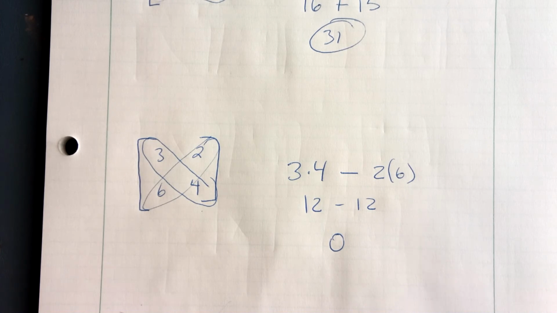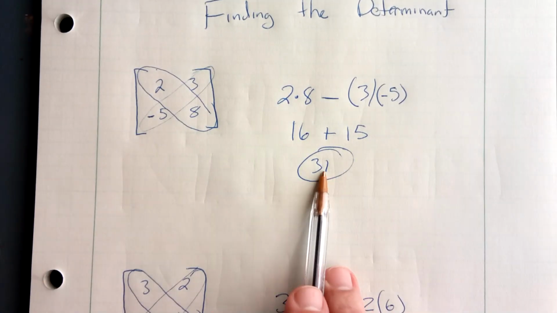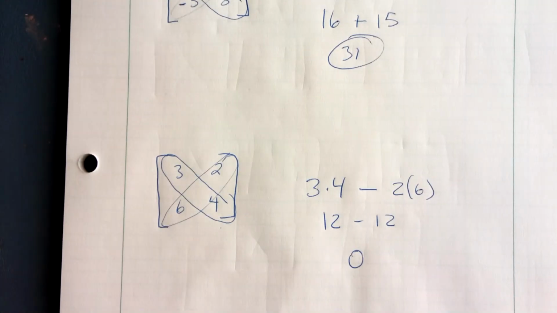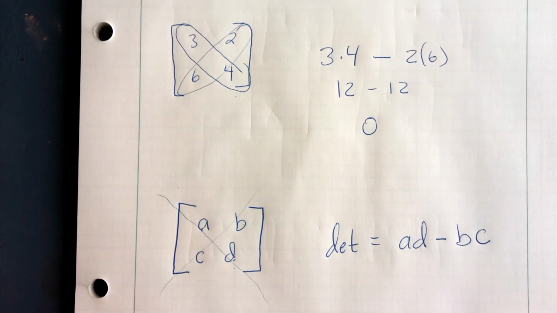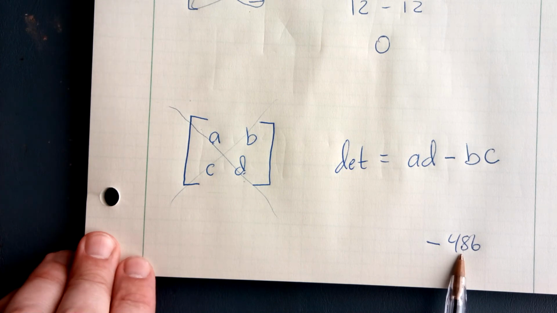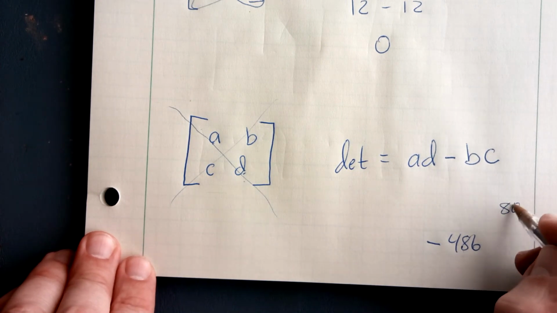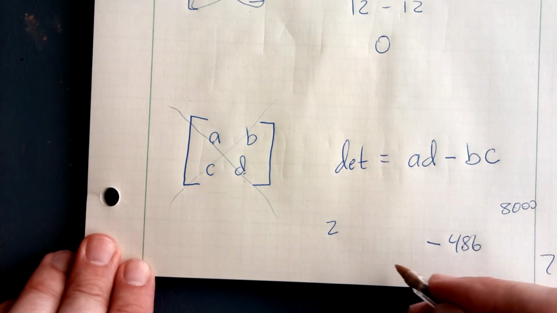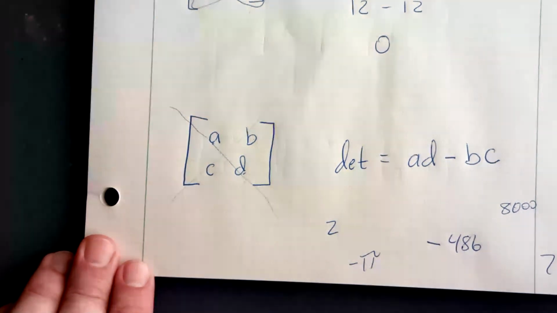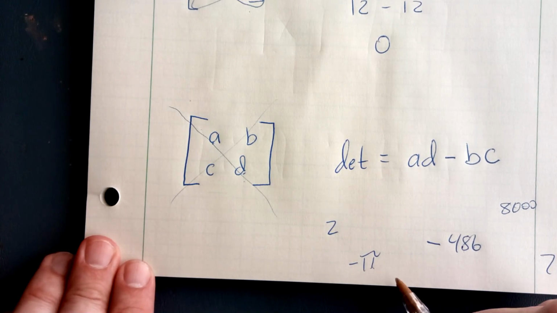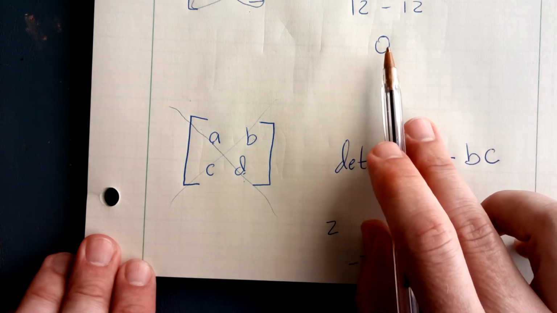Now remember, as long as the number is not 0, it means it's invertible, and it can be any number. It could end up being negative 486. If the determinant is negative 486, it has an inverse. If it's 8,000, it has an inverse. If it's 2, it has an inverse. If it's 7, it has an inverse. If it's negative pi, it has an inverse. I'm not sure how you'd ever get a negative pi, but as long as it's not 0, you have an inverse. If it's 0, you have no inverse.